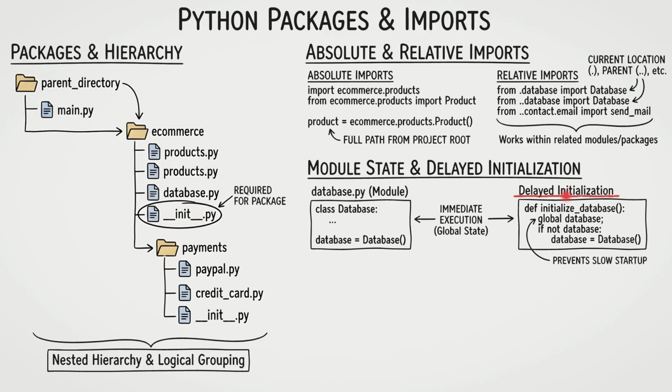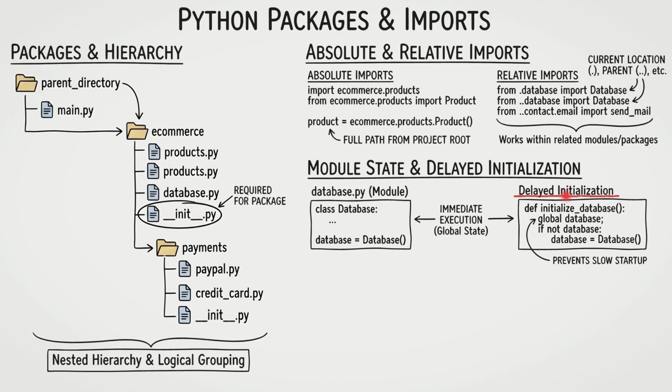We wrap the creation in a function like initializeDatabase. Inside this function, we must use the global database keyword. If we don't use global, Python just creates a temporary local variable that disappears when the function ends. By delaying it, the connection only happens exactly when we actually need it.